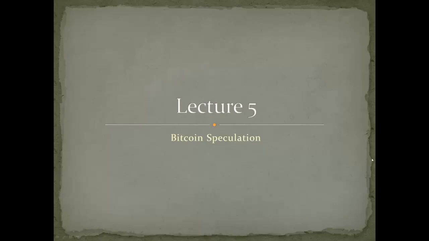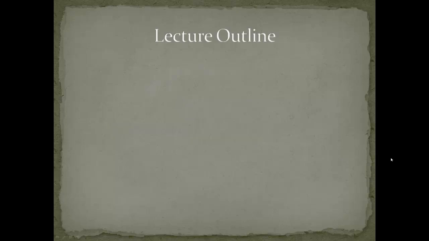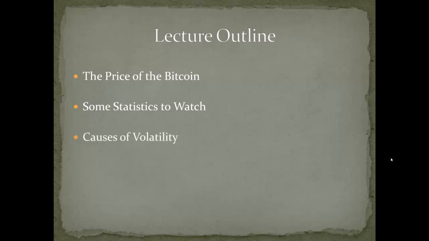This lecture is on Bitcoin speculation. So in this lecture we're going to cover a couple of topics. First, we're going to cover the price of the Bitcoin. Second, some statistics that you should probably watch if you're considering investing in the Bitcoin. Third, the causes of volatility, at least some that I can identify for the Bitcoin. We're going to talk about financial products in general and then how they relate to the Bitcoin. And then finally some risks to consider.